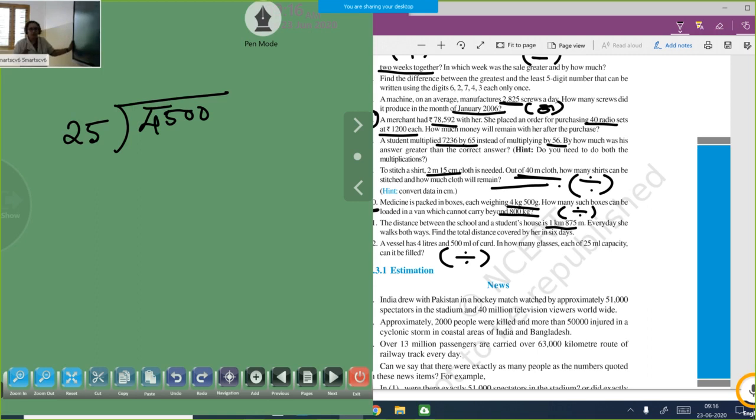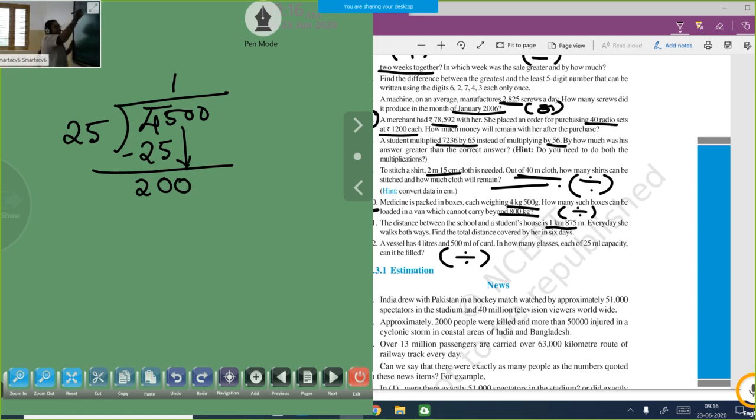In the table of 25, 45 is coming only 1 time, because 25 twos are 50. So 1 time, we are always taking the lesser number. 25 ones are 25. Then we are subtracting. See, I got the remainder 20. After getting the remainder, bring the next number down, 200 now.